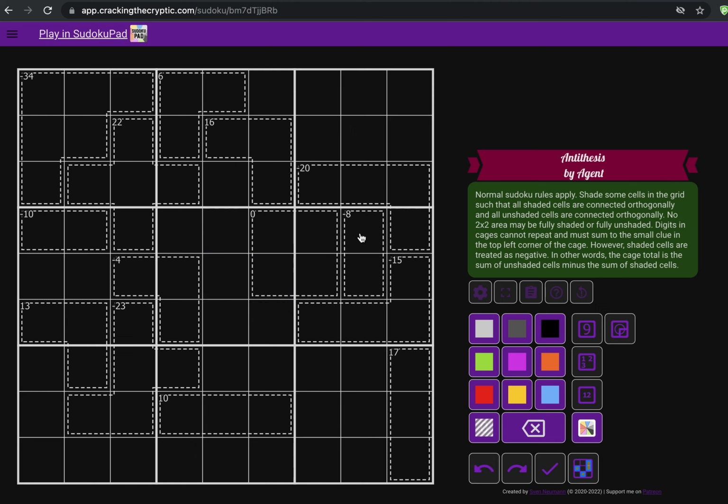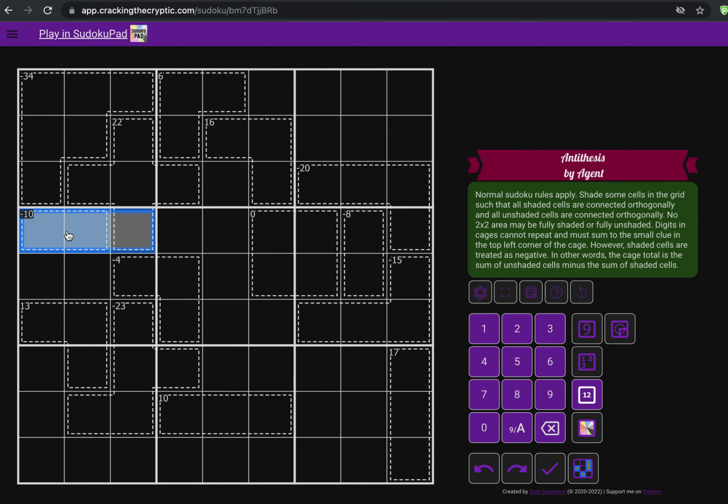Now we've also got cages, and a cage sums, well, this cage is -10, so it has two cold cells, two cold digits in it. A cold digit counts negatively and a hot digit counts positively. So a cold 2 and a cold 8 would work. That would work.